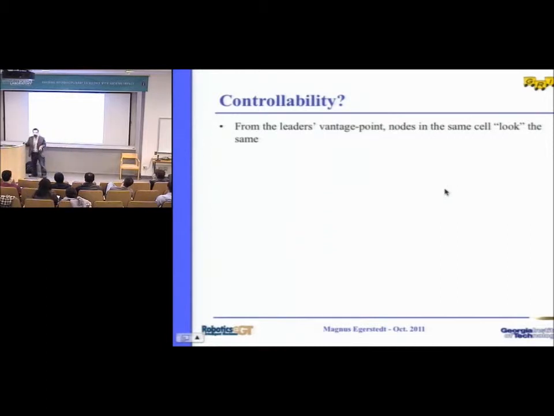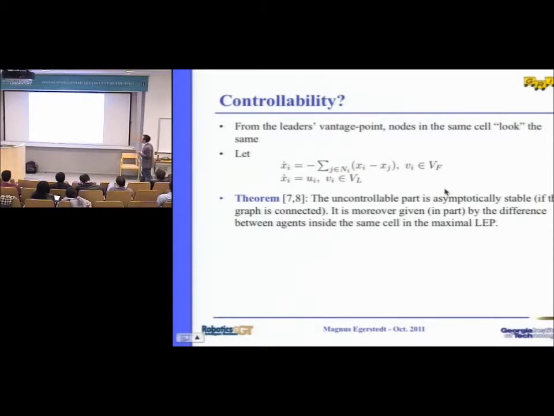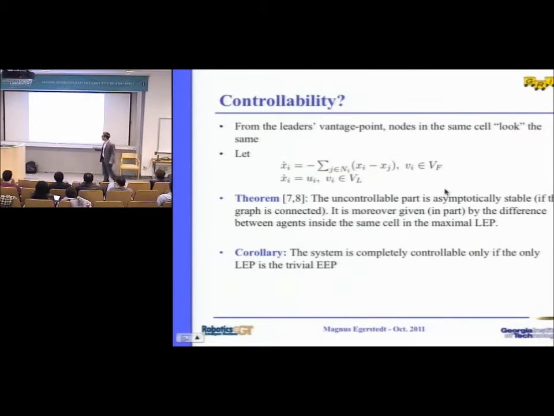So that's potentially bad. So what I need to do is build networks or make sure that the robot somehow, if indeed what I want to do is have controllability, then I need to avoid situations like this. So all the followers are running consensus. This, like I said, doesn't matter as long as it's a homogeneous system. The leaders, I'm going to control their positions directly. Then here's a theorem that says that the uncontrollable part, in this case, is asymptotically stable, which means inside cells, things collapse down on top of each other. And the uncontrollable part is given by the difference between agents inside the cells. So the corollary is the system is completely controllable only if the only LEP is the trivial one.